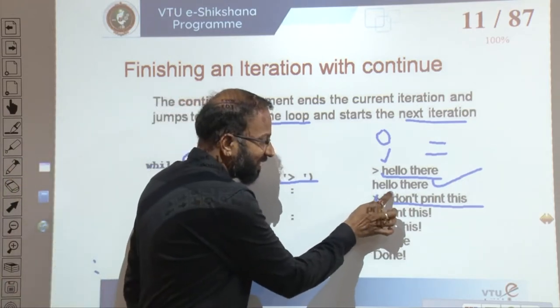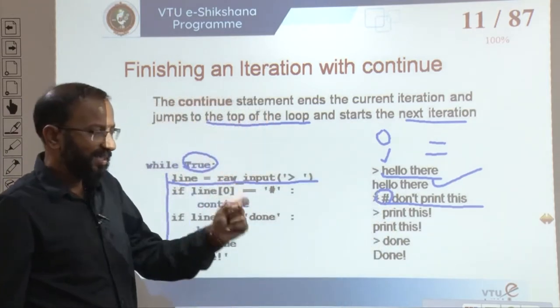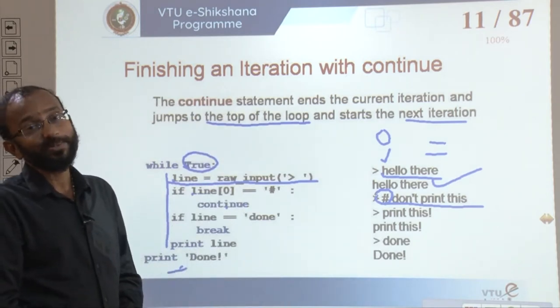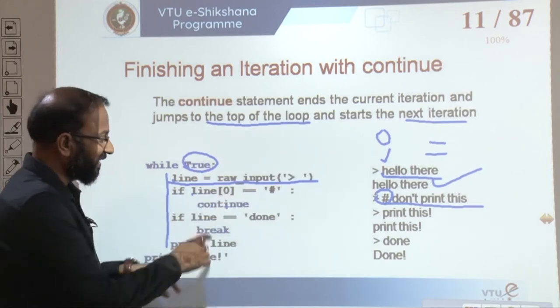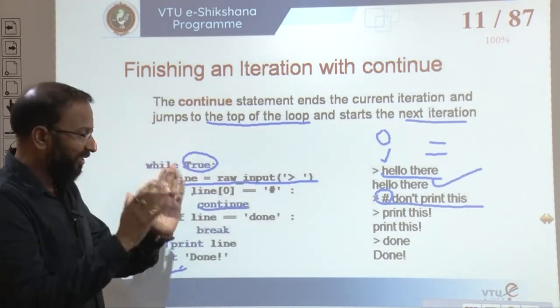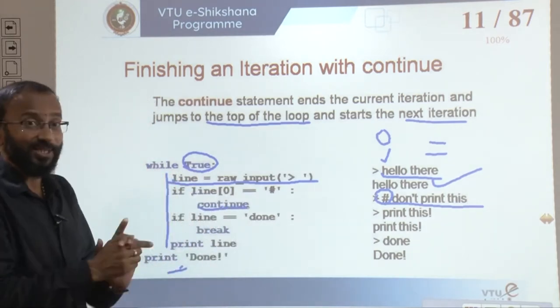Yes, line of 0 is hash here. So now, once line of 0 is hash, what are we supposed to do? We told if line of 0 is equal to hash, then continue. So continue got executed. Now, what will continue do?